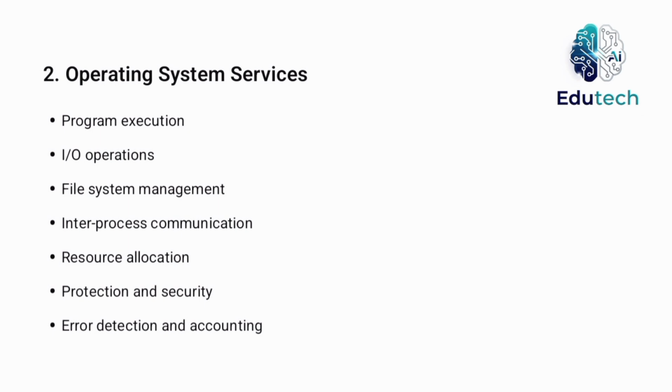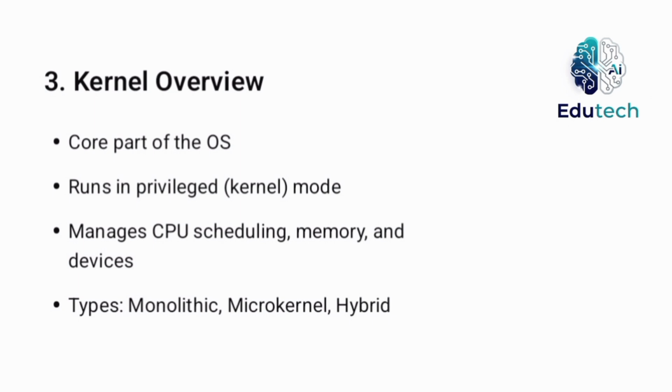Operating system services. Operating systems provide a set of services to both users and programs. These services include program execution, I/O operations, file system manipulation, communication, and error detection. For efficient system operation, the OS provides resource allocation, accounting, and protection and security services. These services ensure that system resources such as CPU, memory, and I/O devices are shared fairly and securely among multiple processes.